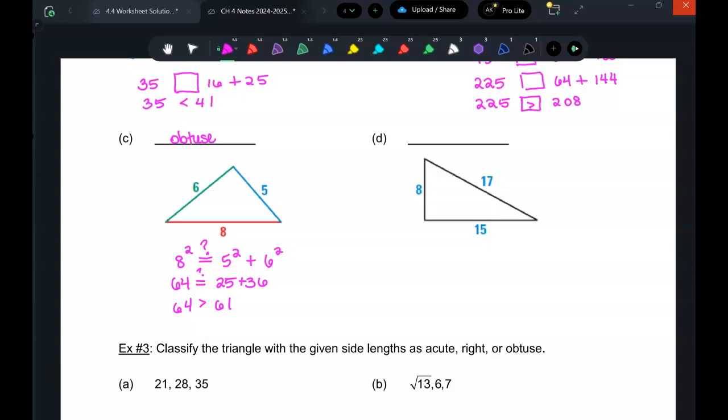So this time I put a question mark. But do you see how I don't want to put equals? These are not equal to each other, are they?